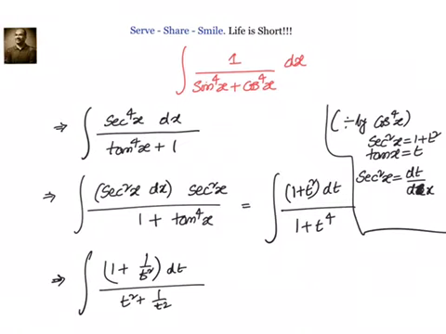Now what do I have to differentiate so that I can get 1 plus 1 by t square as derivative? We know that is t minus 1 by t. So let us write down t minus 1 by t equal to u. Then we know that 1 plus 1 by t square equal to du by dt. Now how can we write down t square plus 1 by t square in terms of t minus 1 by t?